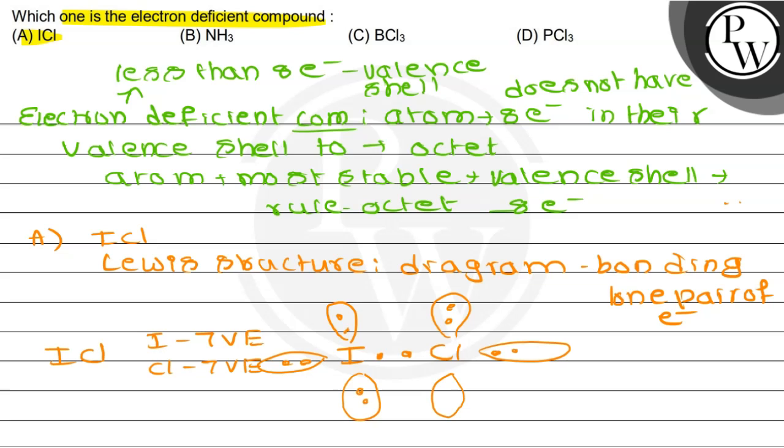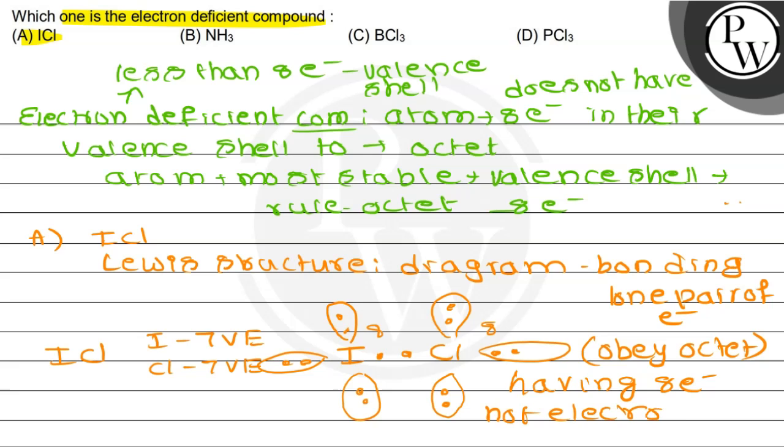Now we'll count the number of electrons present on each atom. On iodine: 1, 2, 3, 4, 5, 6, 7, 8. 8 electrons are present, so it obeys the octet. Chlorine also: 1, 2, 3, 4, 5, 6, 7, 8. 8 electrons, so it obeys the octet rule and has 8 electrons in its valency shell. So it is not an electron deficient compound.